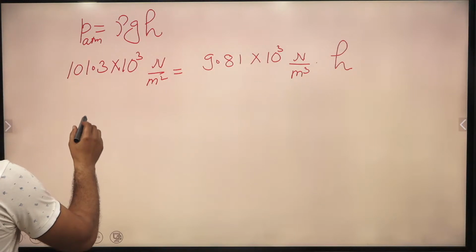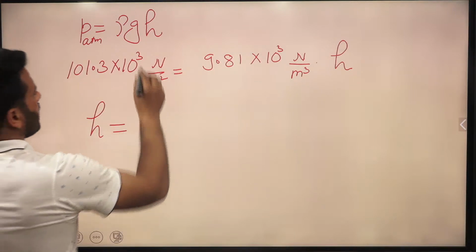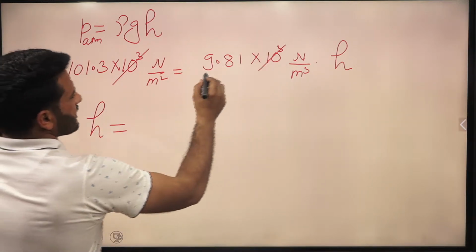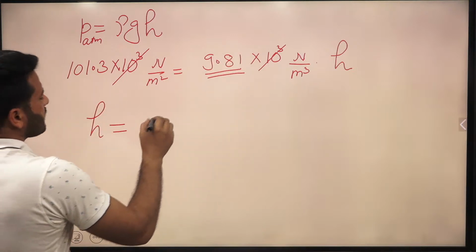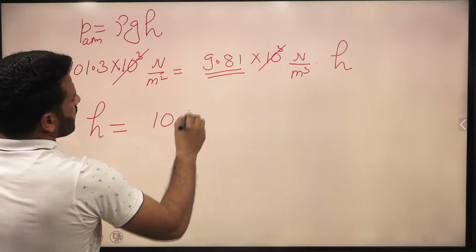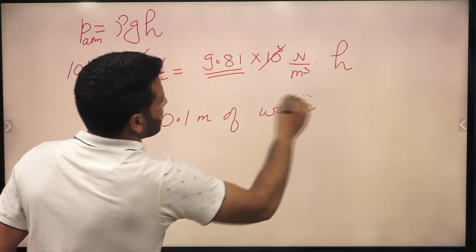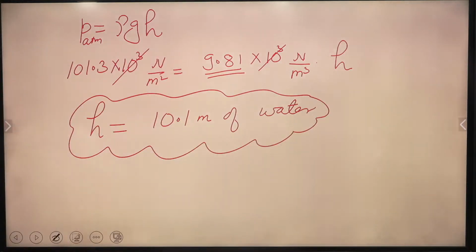In a simple way we can calculate h from this equation. 10 to the power 3 cancels out. Just take 9.81 as 10. So 101.3 divided by 10 comes to 10.1 meter of water. Approximately, I consider g 9.81, let it be 10. So this is my answer, 10.1.